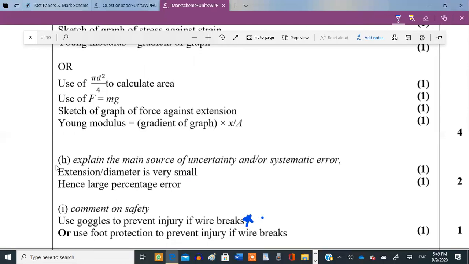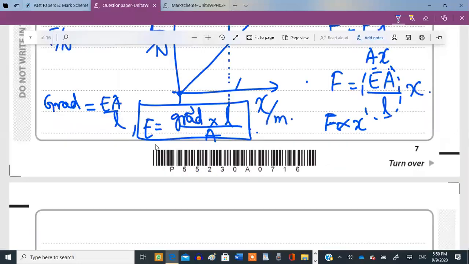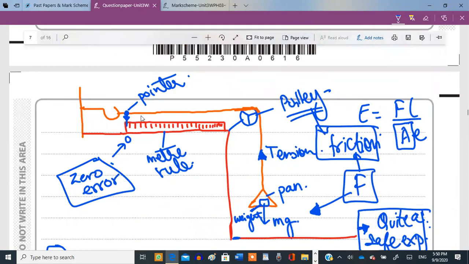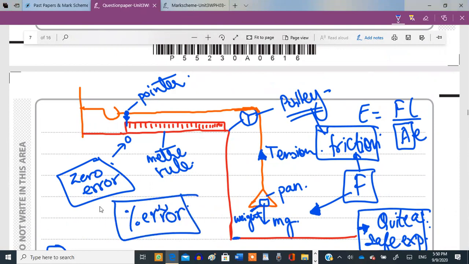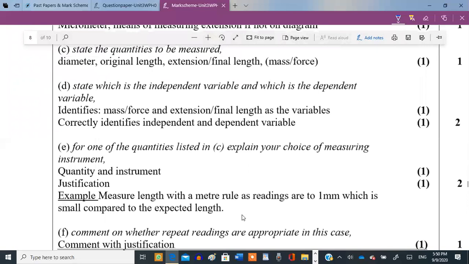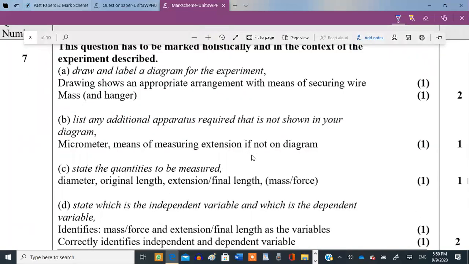This goes to you. And explain the main source of uncertainty. So it's going to be actually the extension and the diameter, both are very small. Yeah, that's a very valid point. The diameter is going to be less than 1 millimeter or less than 1 centimeter, so that's why we use the vernier caliper. And this extension is also not going to be significant, it's also going to be very small. So due to that, the percentage error is going to be very high, since you know the formula for percentage error has the value in the denominator. If the denominator becomes small, error becomes large, okay? And then goggles. See, we are done with this question, and this is easy, not that tough, right?